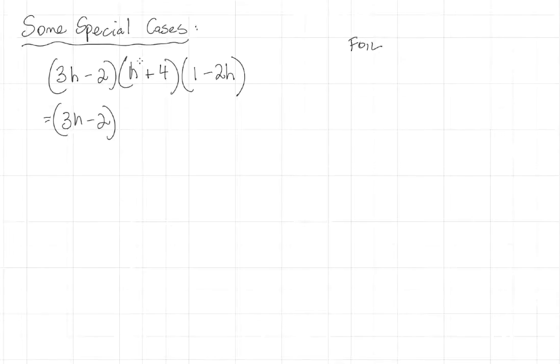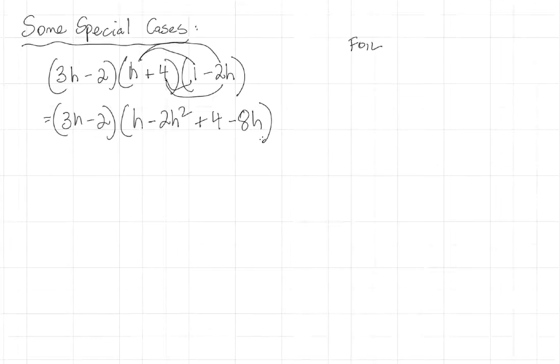We'll now use FOIL. So we've got first, h times 1 is h. We'll just put two brackets together there, indicating that there's a multiplication in between. So we've got h times 1, that's first. Outer, h times negative 2h is negative 2h squared. Inner, plus 4 times plus 1 is plus 4. And then the last is plus 4 times negative 2h is negative 8h.